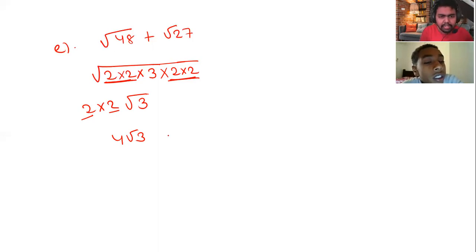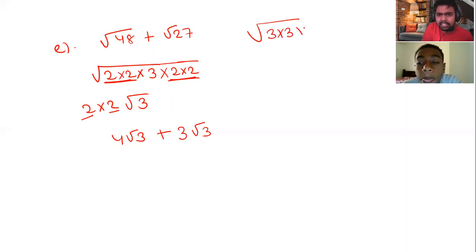And this 27. How can 27 be written? 27 can be written as 3 root 3. Can I write like that? Right. If I break 27, then 3 times 3 times 3. So this is one pair. This one pair will come outside here, and so 3 would be root 3.